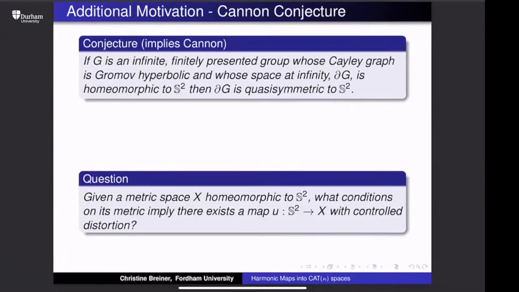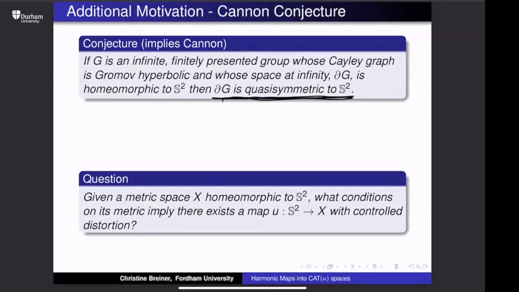So I believe Dennis Sullivan had framed it. So he pointed out, if you have the same hypotheses, then if you could show that this boundary, which was homeomorphic to S2, was actually quasi-symmetric to S2, then you could prove Cannon's conjecture. And quasi-symmetry is a measure of distortion. It's weaker than Lipschitz. If you think about quasi-conformal and quasi-symmetric, quasi-symmetric is more of a global measure of the distortion. Quasi-conformal is an infinitesimal measure of distortion.